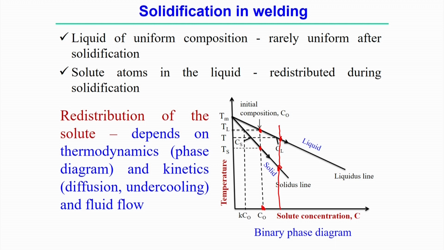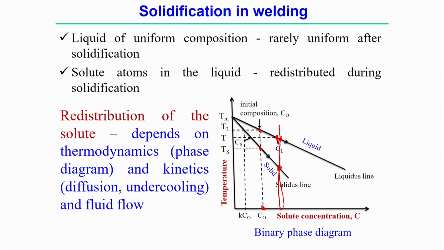So, at any temperature, in the case where the initial composition of the binary alloy is C0, if you draw a horizontal line, it crosses the liquidus and the solidus lines. The point on the liquidus line represents the liquid content, and the point on the solidus line represents the solid content.